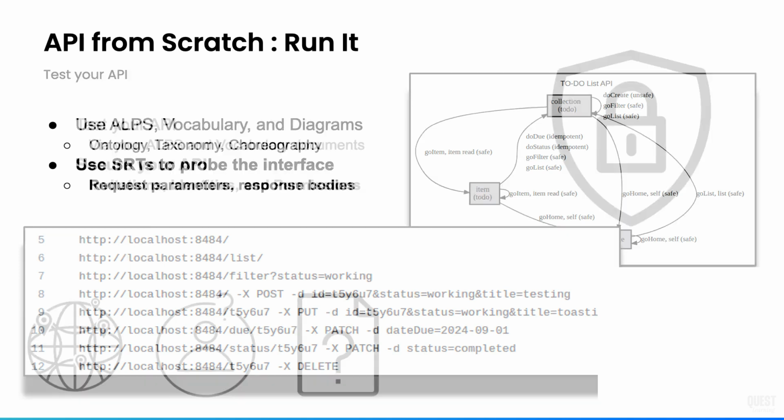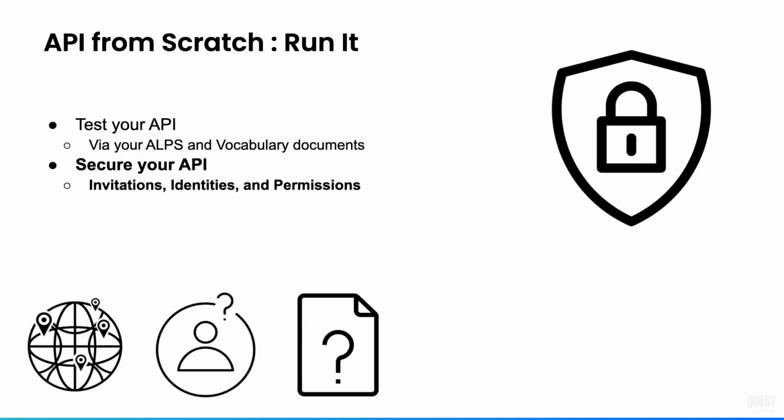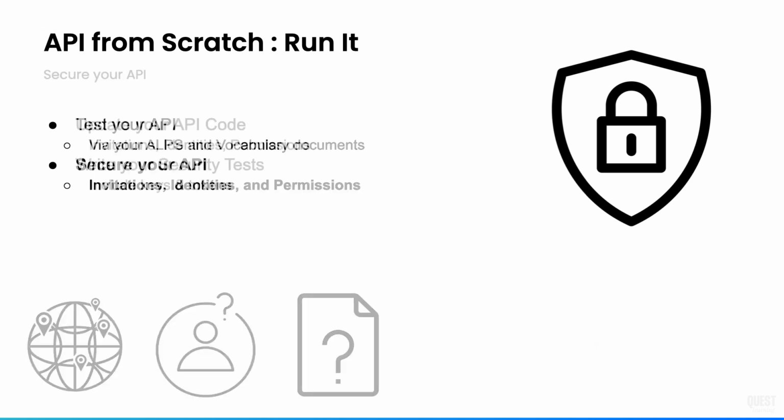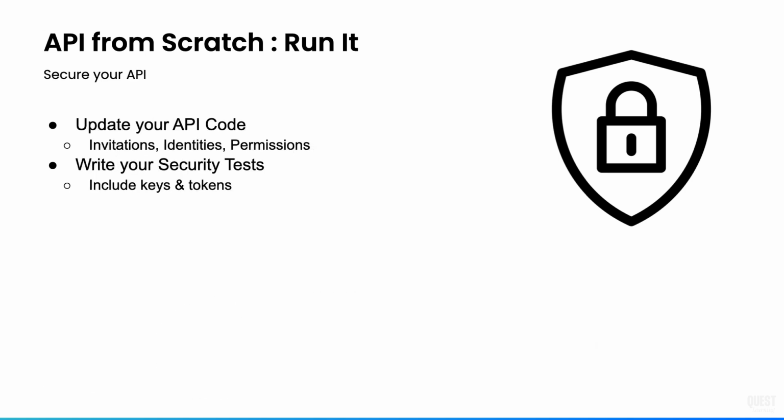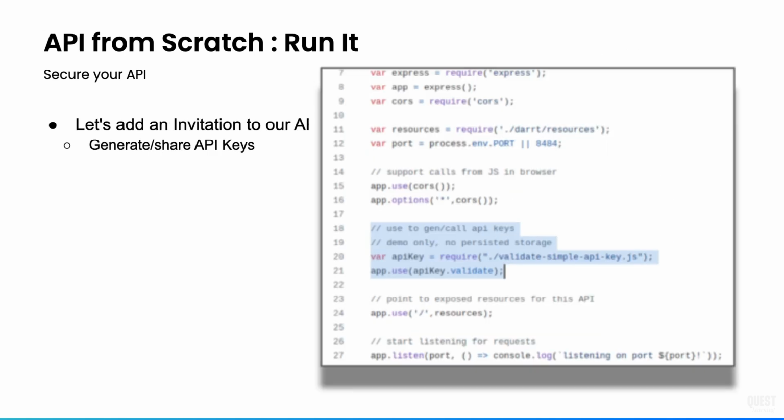That's testing our API. Now we've got one more step to make it production ready, and that is we need to secure our API to make sure we take care of invitations, identities, and permissions. That means we're going to update our API code with that information, and then we're going to write another set of tests that know about security to make sure that it's done properly. So let's take a look at adding to code.